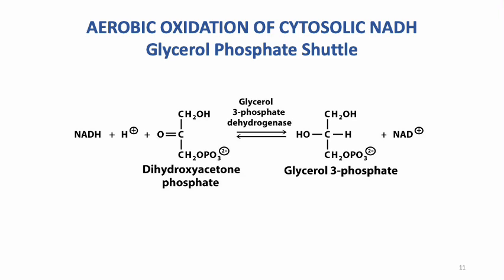This slide shows the reduction of dihydroxyacetone phosphate to glycerol 3-phosphate, catalyzed by the enzyme glycerol 3-phosphate dehydrogenase using the NADH, which was produced in the oxidative reaction of glycolysis, catalyzed by the enzyme glyceraldehyde 3-phosphate dehydrogenase, as we learned earlier.